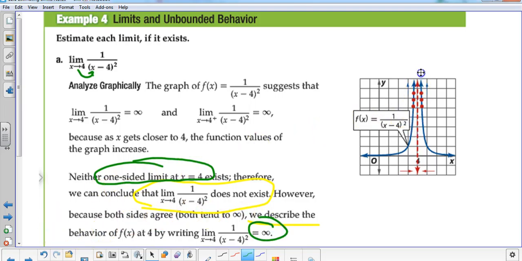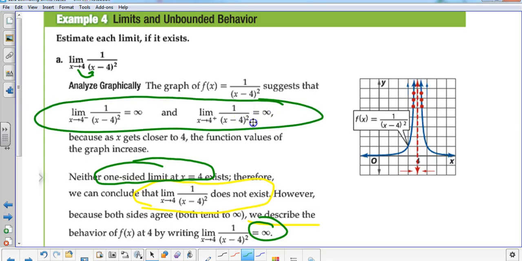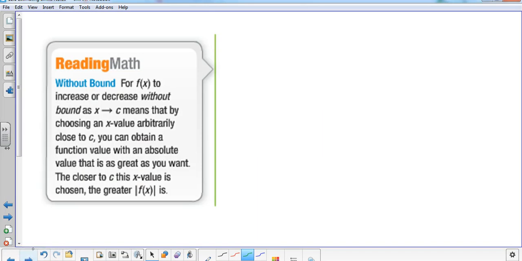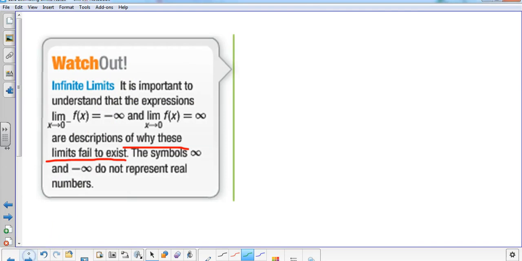So they will say it approaches infinity. But it actually means the limit doesn't exist, because infinity isn't a limit. Does everybody understand that? It's not a particular number. So we will still describe it as approaching infinity. I used those words: without bound, increasing without bound.